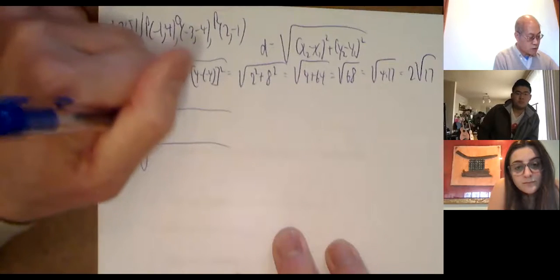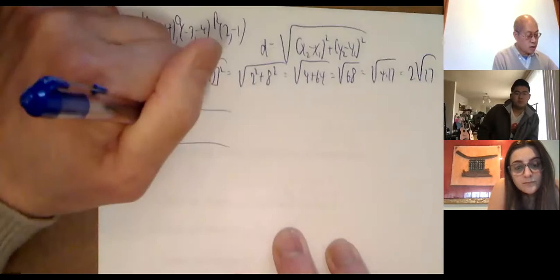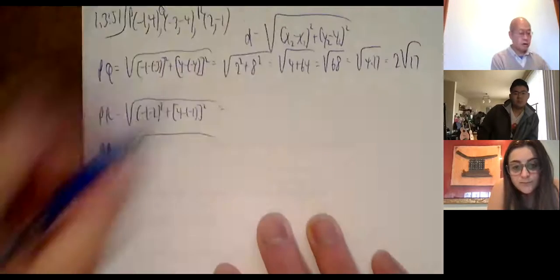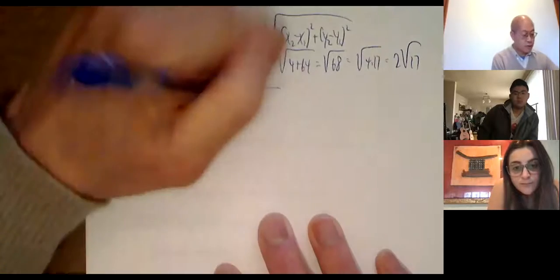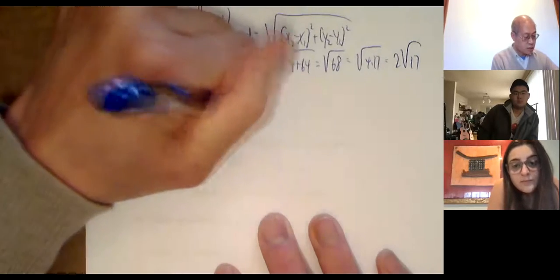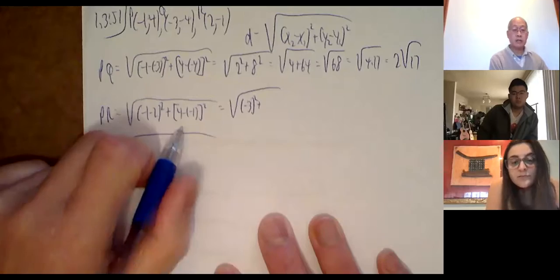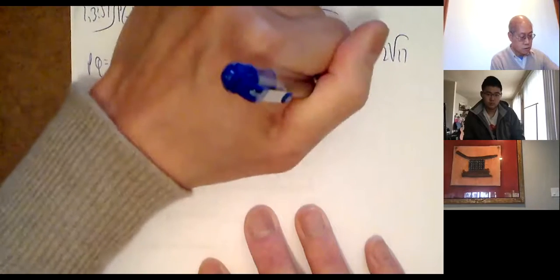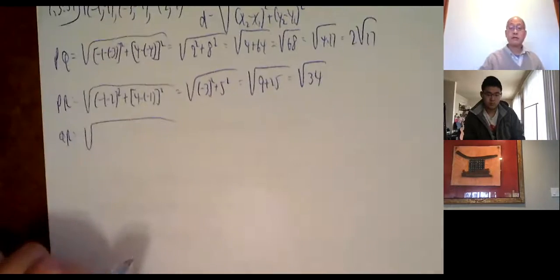P to R, the distance from here to here. So negative 1 minus 2 squared, and 4 minus negative 1 squared. That's negative 3 squared, and 4 minus negative 1 is 5, so 5 squared. That's 9 plus 25, radical 34.